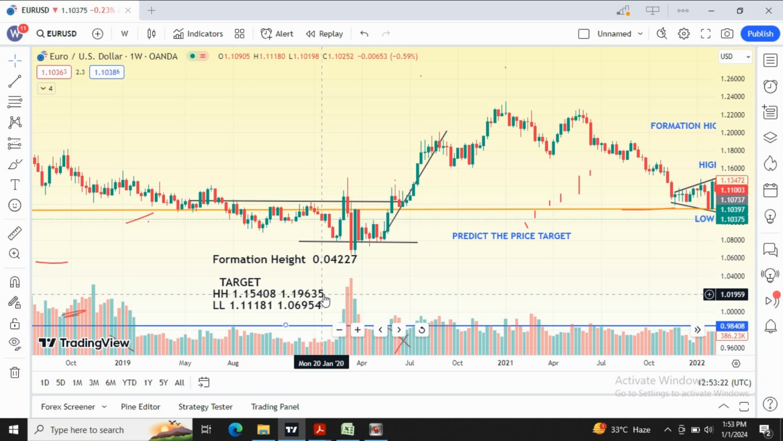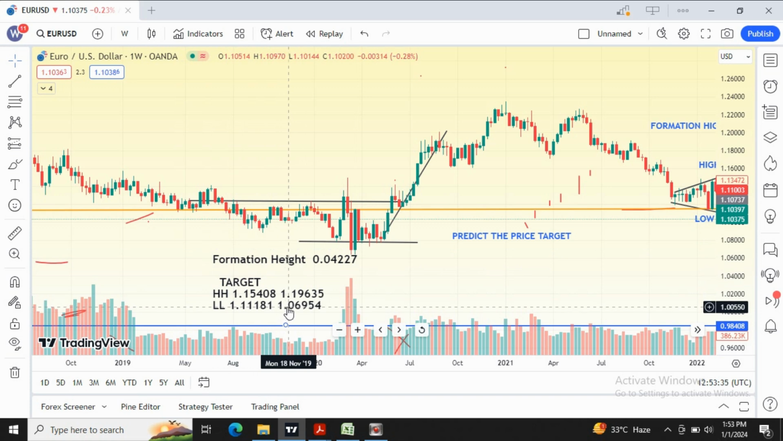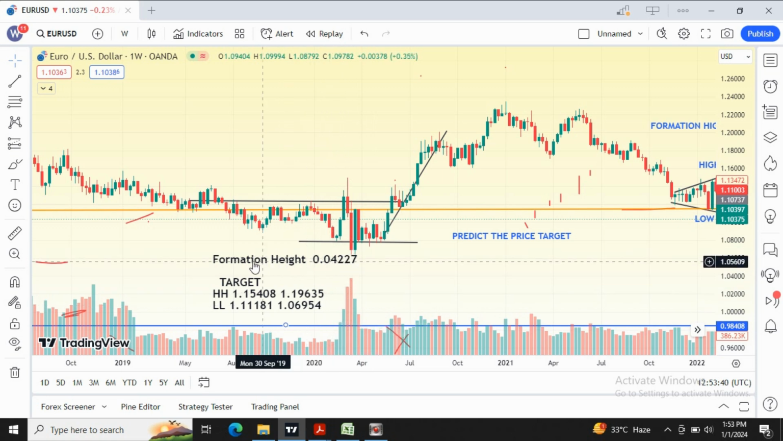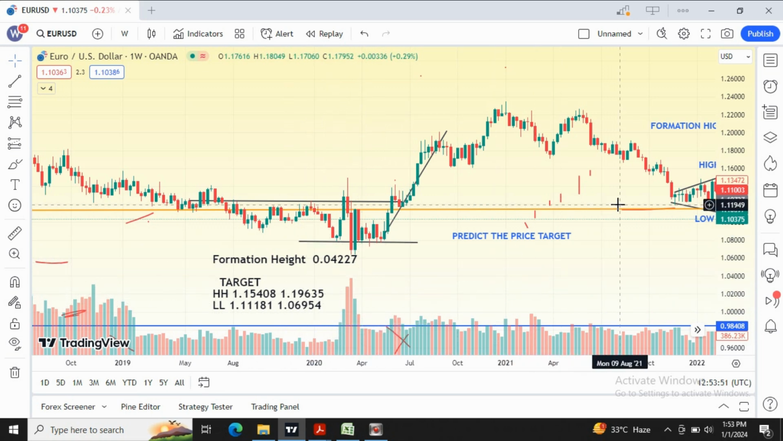It's likely it gets to 50% before pullback or reversal. So you should target around 45% of the target price. The same also applies to the lowest low. Our lowest low here is 1.1181. Then we are going to subtract 0.04227, which is our formation height. Then the result will give us 1.06952. This is our target price on the downward breakout.